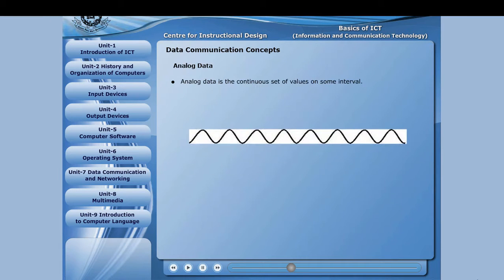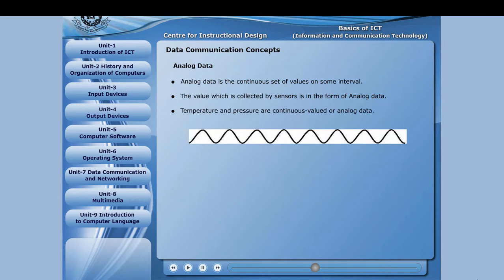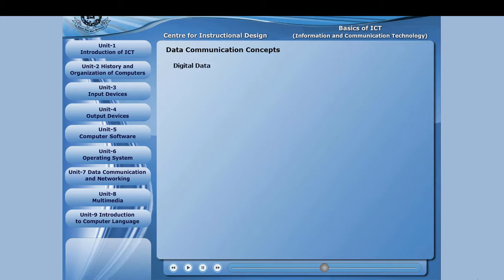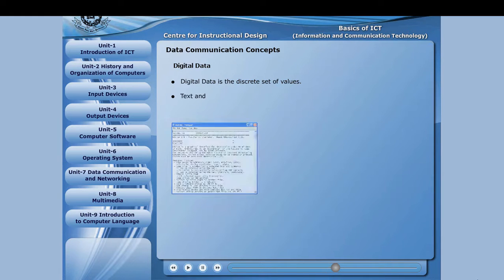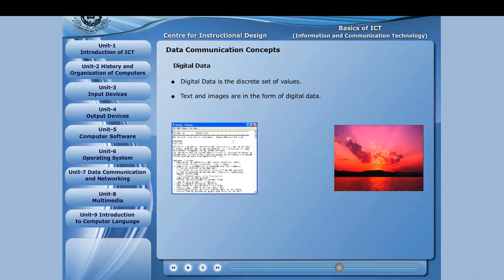Analog data is the continuous set of values on some interval. For example, the value which is collected by sensors is in the form of analog data, such as temperature and pressure are continuous valued or analog data. Digital data is the discrete set of values. For example, text and images are in the form of digital data.